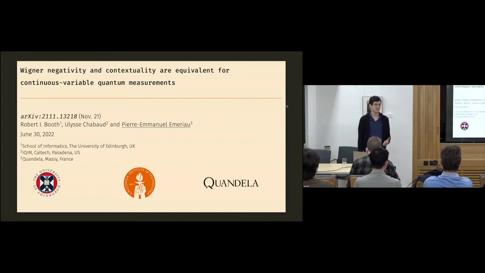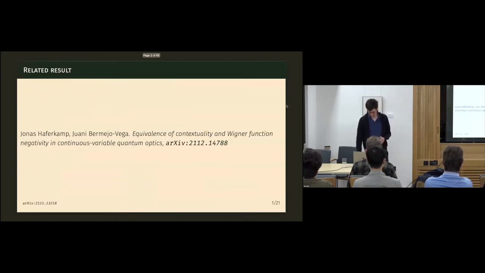This project started because I was trying to outline a PhD thesis, and I had two different blocks. When you're doing a PhD, you try to have a very nice story to tell. I couldn't find one, so this is a missing chapter that would make it look nice, basically. But it is also a question we had been wondering about for some time. Before going into the details, I'll just mention that quickly after our paper, there is another paper by Juani and Jonas, who essentially prove the same result.